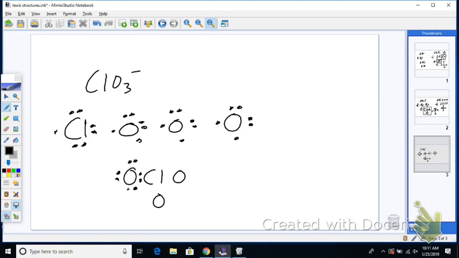Now, the negative 1 means we added 1 electron. So I think it's 26. Is that right? Yeah. Okay, so 26. So here's one way you can write it. Okay? And here's another way that you could get away with writing it.